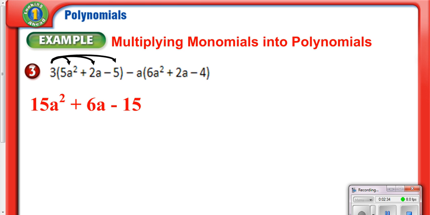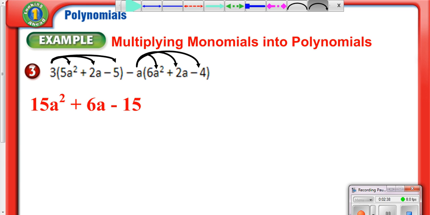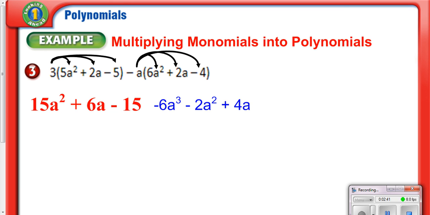Next, I'm going to distribute my negative a into the second trinomial. There's my distribution. When I distribute my negative a, I get negative 6a cubed. And then negative a into 2a, I have negative 2a squared. And negative a into a negative 4 would give me a positive 4a.